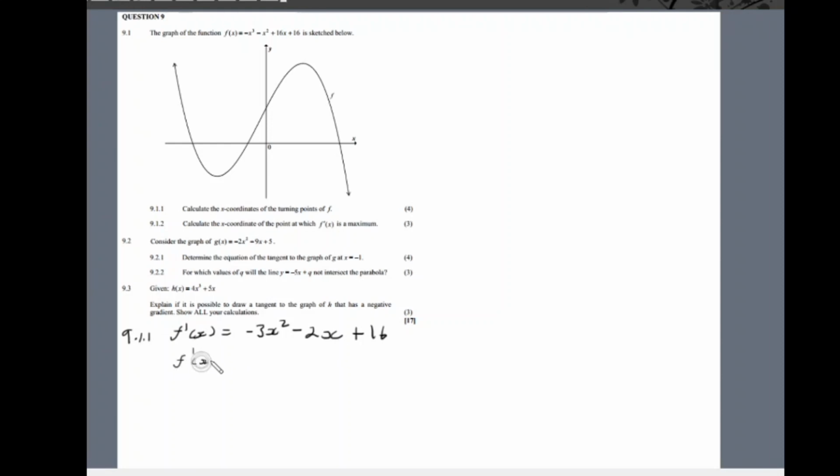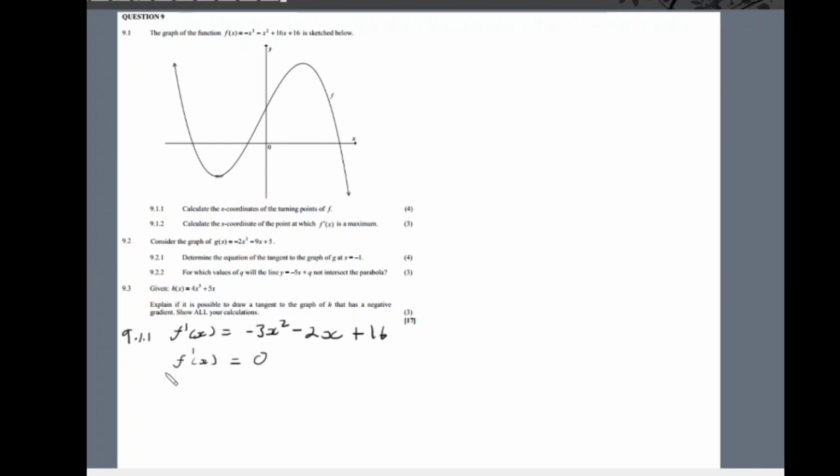This will give us the x-coordinates where the gradient of the function is 0, and that corresponds to the turning points, right? If we say first derivative equals 0, we are indicating we want to calculate the x-coordinates where the gradient is 0. At the turning points the gradient will be 0, because if you draw a tangent to that point, it is a horizontal line, and the gradient of a horizontal line is 0, right? I hope that makes sense.